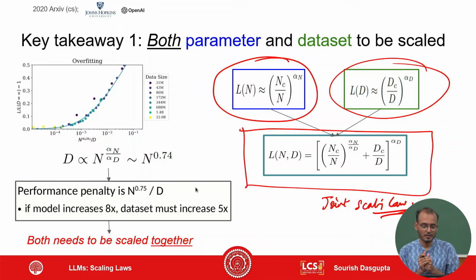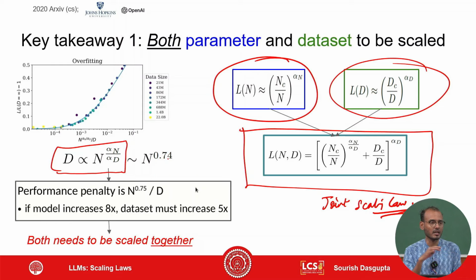And that looks something like this. Okay? So the idea is, and what Kaplan and others showed was that the relationship between the data scale and the parameter scale is this. This is the relationship between the data scale and the parameter scale. And empirically, that scale turned out to be somewhere around this. So in other words, if you want to increase the model size 8 times, you have to increase the data at least 5 times.